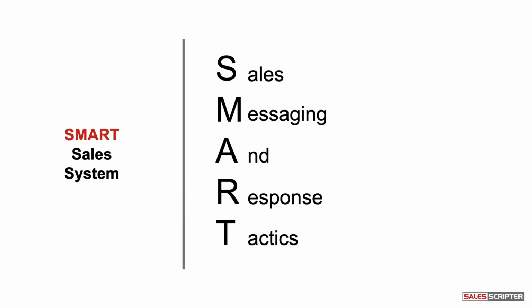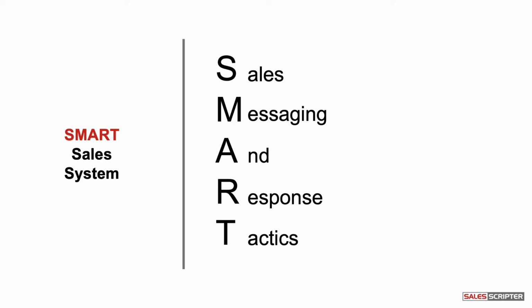The R in SMART stands for response, and this refers to how you respond to what the prospect is saying. There are two main things that you will consistently have to be prepared to respond to when talking with prospects: objections and questions. And a central piece of the Smart Sales System training program will help you to be prepared and have clarity for how to respond in the most optimum way in all of those situations.